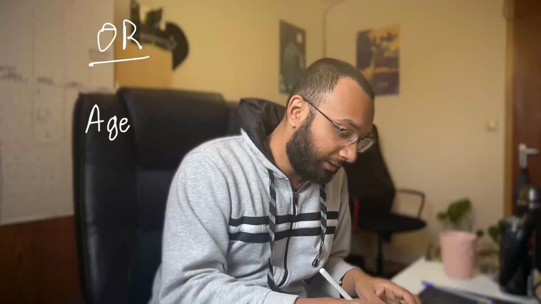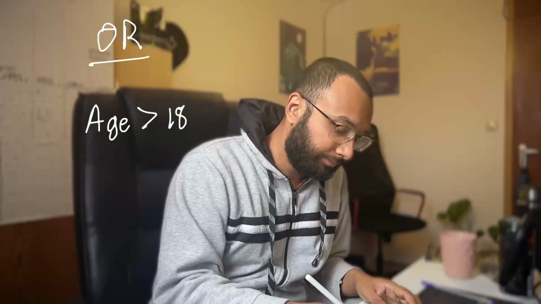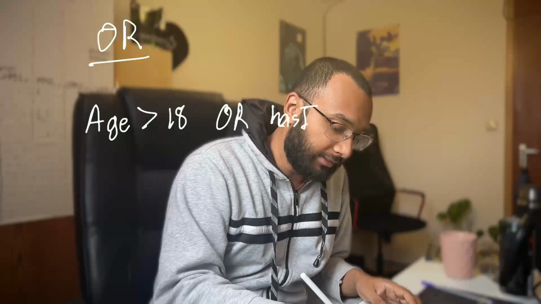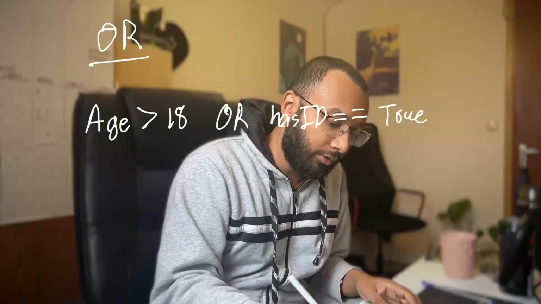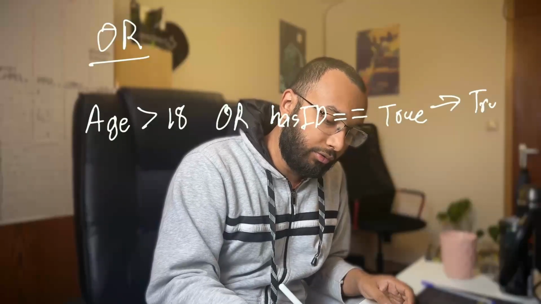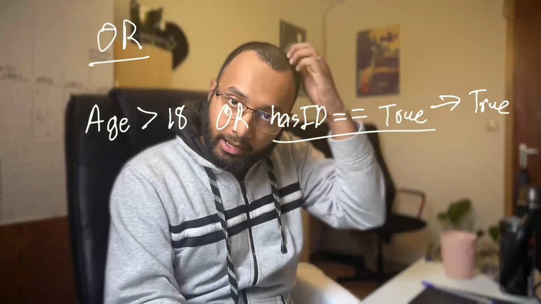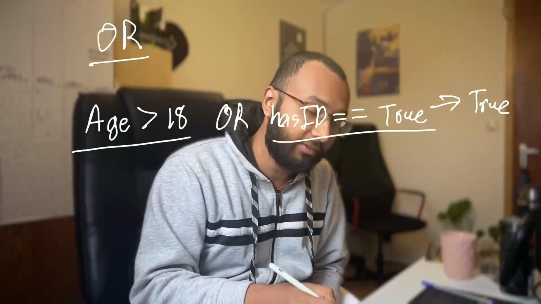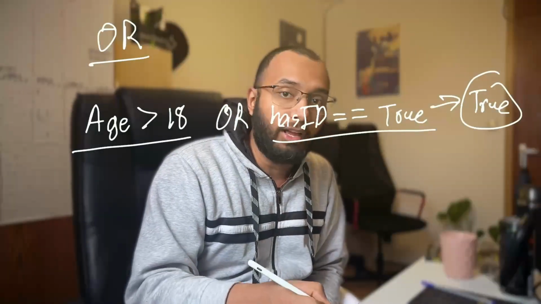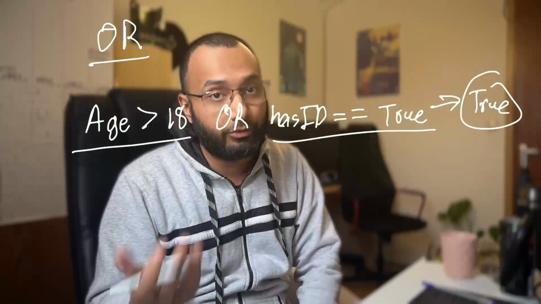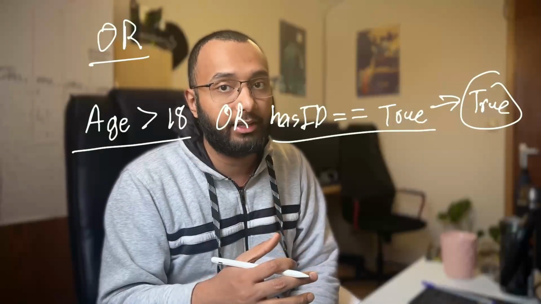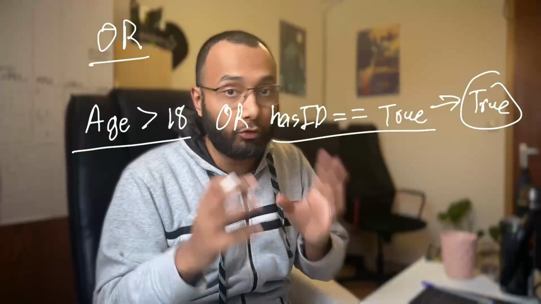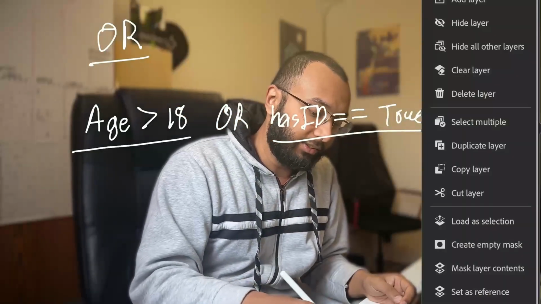For example, coming back to the example that we had earlier, if we have OR here and we have has ID equals true, this would return true, because of either of the two conditions that we have, if one of them is true, it will return true. If one of them is false and the other one is true, it will also return true. It just checks if one of the two conditions put together is true or not. That's it. If both of them are false, then of course it will return false.